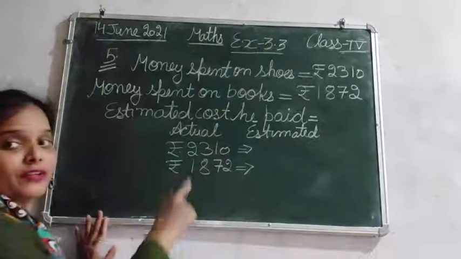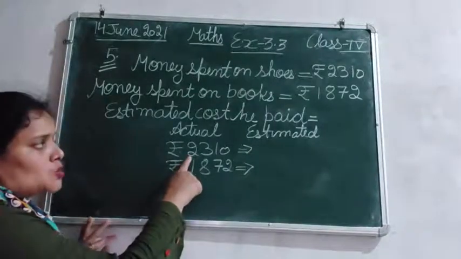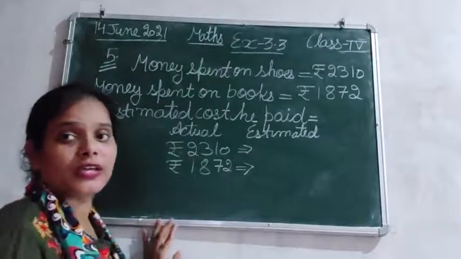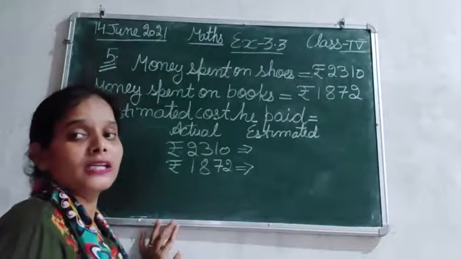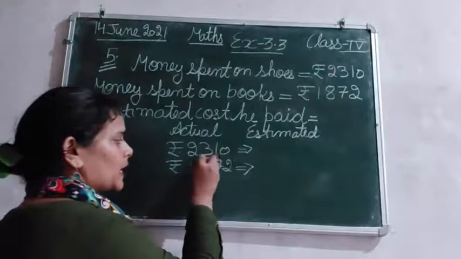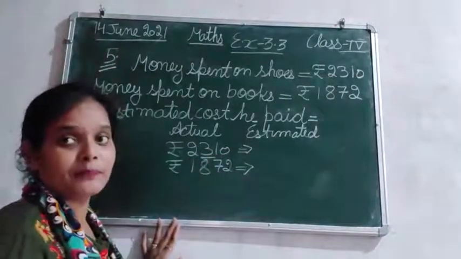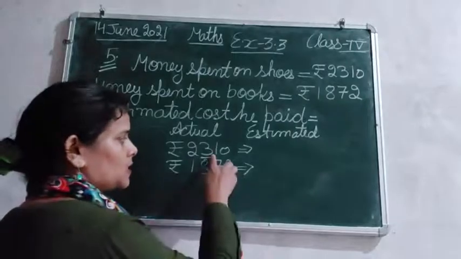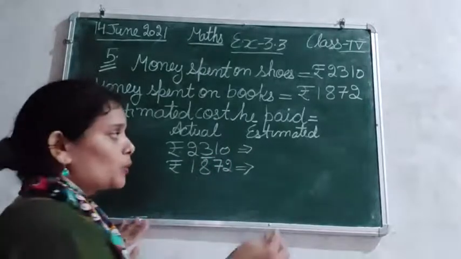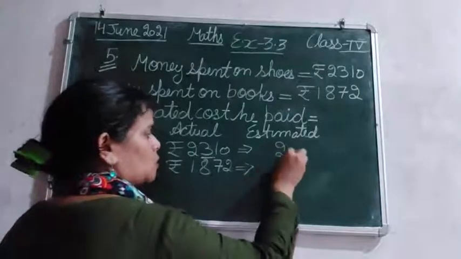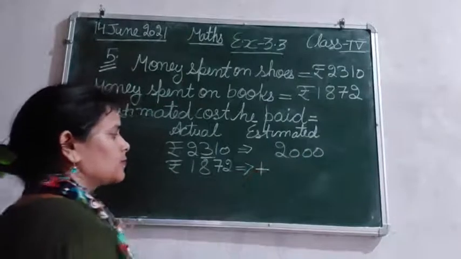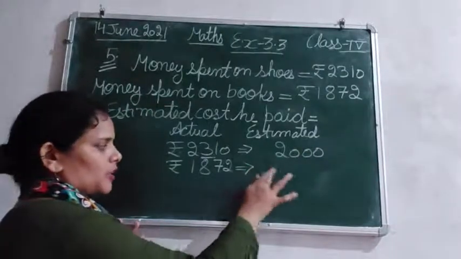So here we are having 2310, so we will round it off to the 1000. So we will observe the digit at the hundreds place. At hundreds place we are having 3, and 3 is less than 5. So after estimating 2310 to the nearest 1000, you will get 2000.